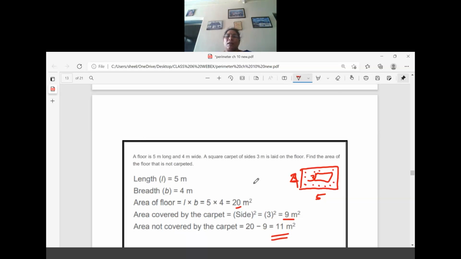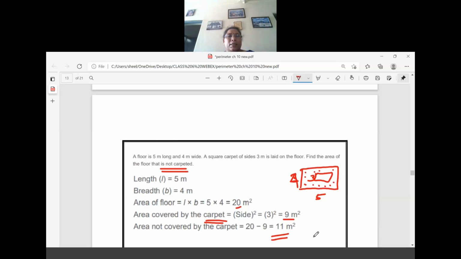So here we are calculating the left-over area, the area which is not carpeted. We should calculate the total area of the room, and the area of the square carpet, and then find the area not carpeted. So 20 minus 9 equals 11 square meters. Both are rectangle and square cases: for the room, which is a rectangle, it is L into B, and for the carpet, which is a square, the formula is side squared. That equals 9 square meters.